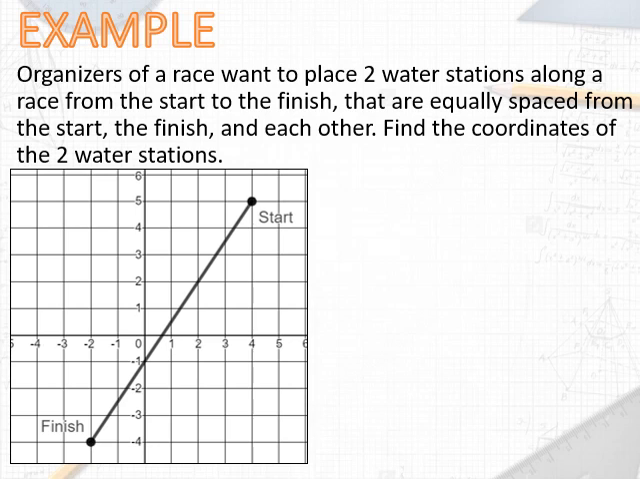So that means that, quick sketch, we have start, we have finish. There's going to be 2 water stations and they are all equally spaced from each other. So we're going to divide this segment up into 3 equal pieces. And then we need the coordinates of both water stations. Sometimes it just asks you for the first one, sometimes for the second one. In this case, it's asking for both. Just keep an eye out for that.